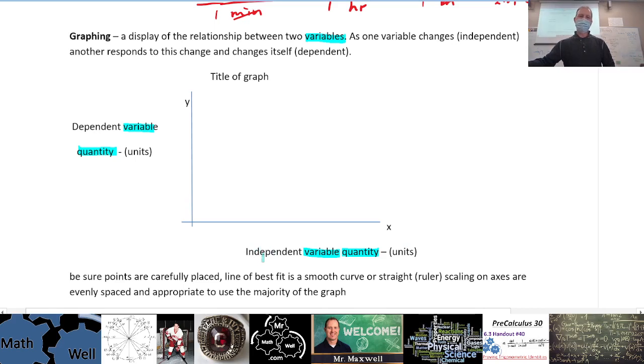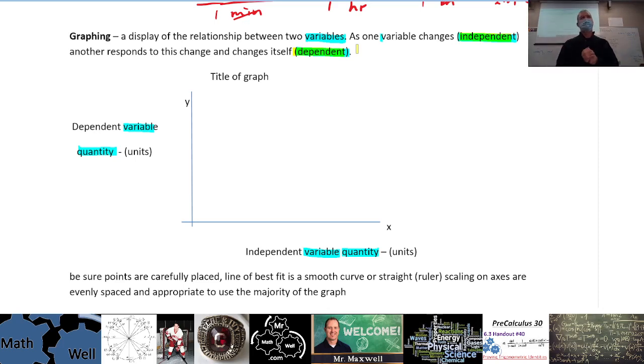Now, on the bottom is something called the independent variable. As one variable changes, that's the independent variable. Another responds to this change and changes itself. That's the dependent variable. So it's very important you get the difference between these two correct. The independent one is the quantity that has the agency to move itself.